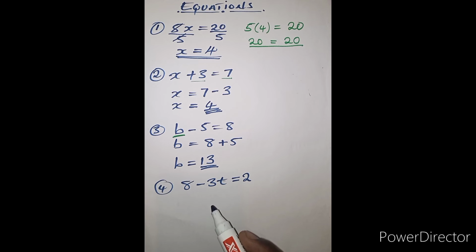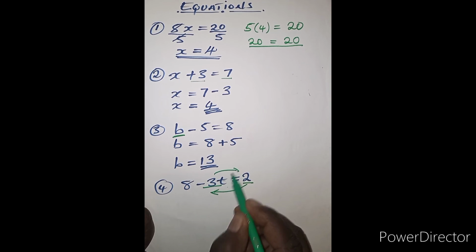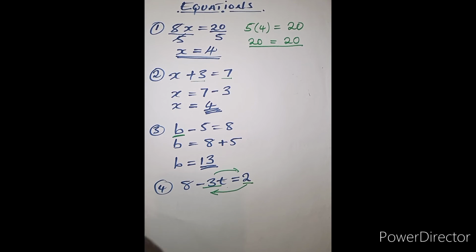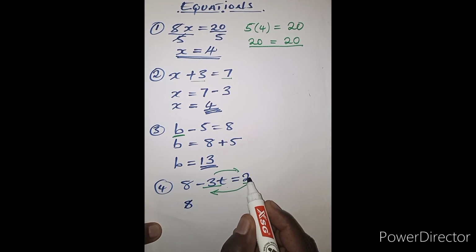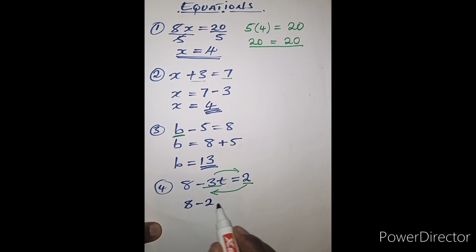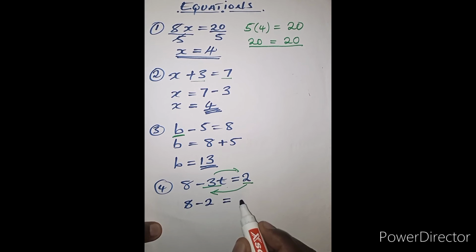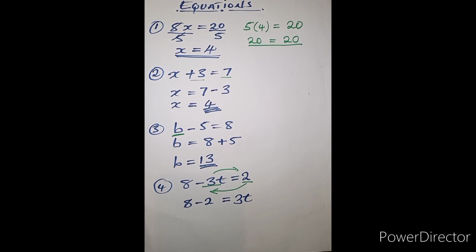But in this case, I would advise you, instead of moving the 8 to the other side of the equal sign, it's better here to move the negative 3t, because it will be easy for us to solve the equation if we take it to the other side, because it will automatically become a positive. So the easiest way is to move this 2 to this side of the equal sign, then move this negative 3t to the other side. So we'll have 8. The 2, which is positive, when it comes to the other side, becomes a negative, is equal to the 3t, which is negative, and on the other side becomes a positive.